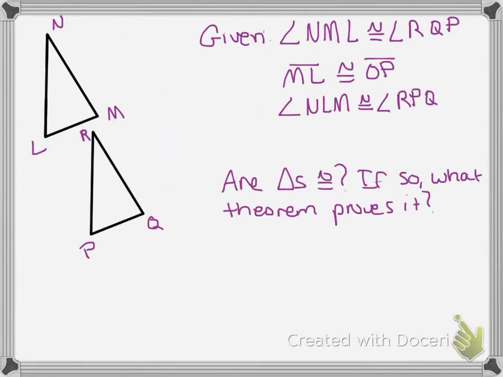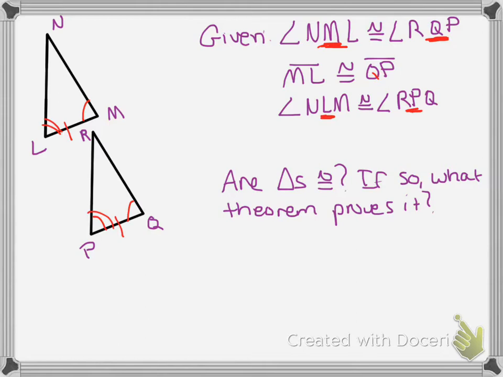Alright, one more and then we're done. This is the information we're given. Angle NML is congruent to angle RQP. So as a shortcut, I know the M and the Q are the vertexes, so angle M is congruent to angle Q. I know that side ML is congruent to side QP. That's supposed to be a Q. And then I know that angle NLM is congruent to angle RPQ, so that's angle L and angle P. So I'm going to mark those.